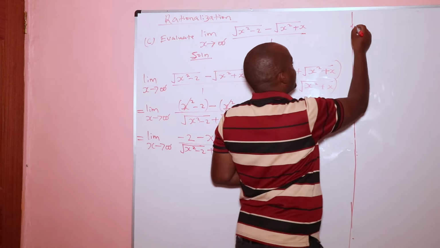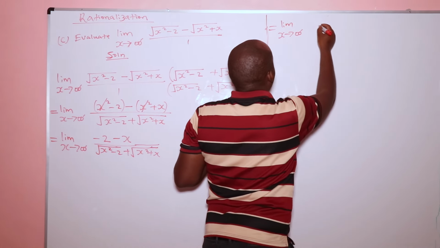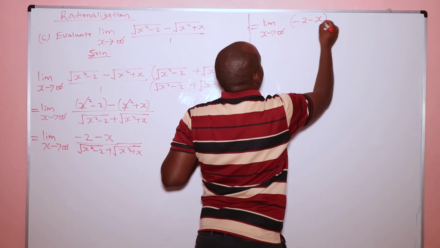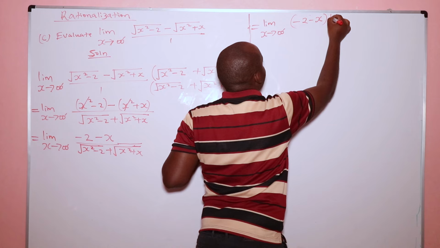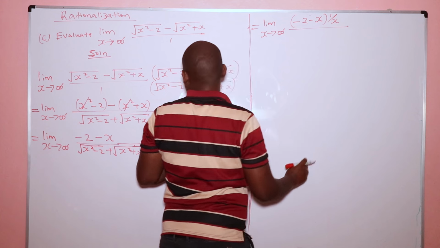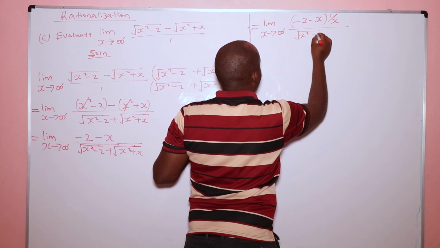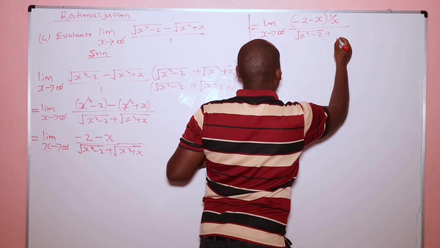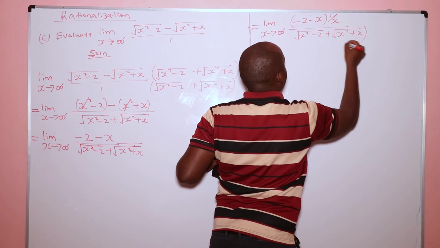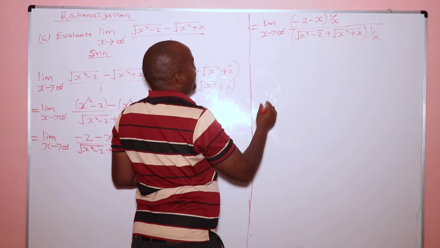So this will be the same as the limit as x approaches infinity of the numerator, which is negative 2 minus x, multiplied by 1 over x, because we are dividing by x, divided by the square root of x squared minus 2 plus the square root of x squared plus x, all multiplied by 1 over x. Then from there we can open the brackets.